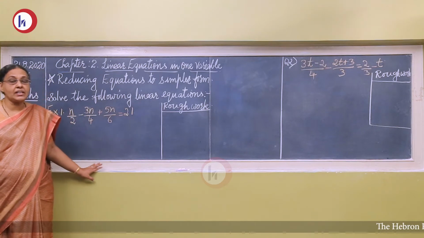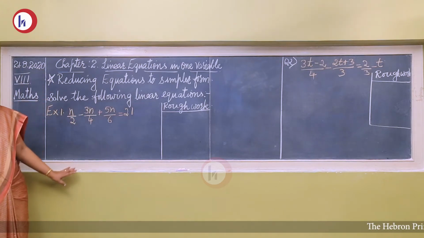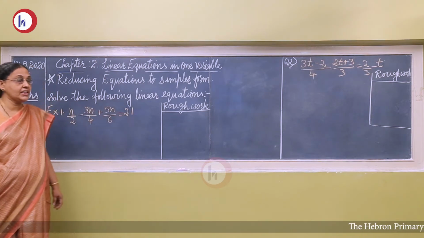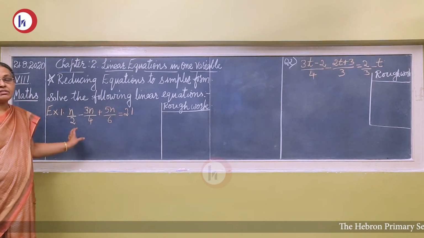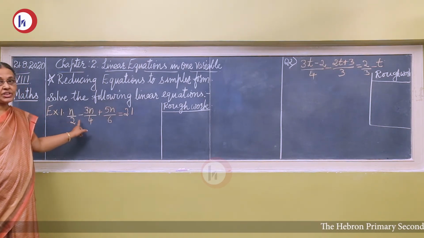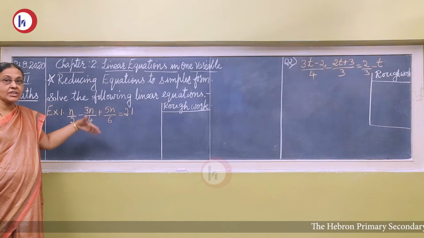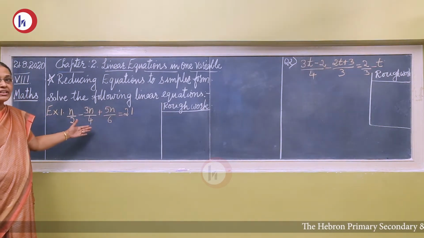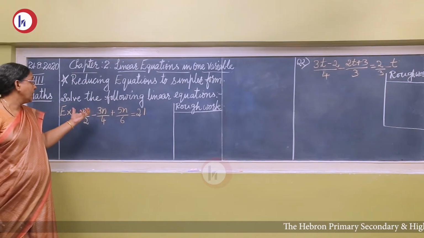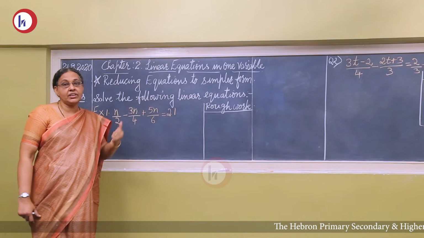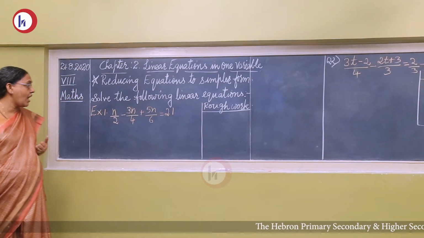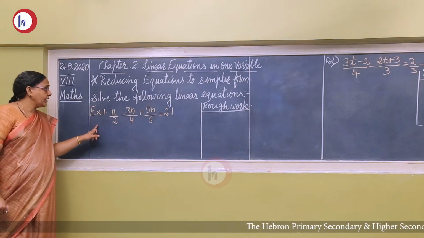In our previous class we learned how linear equations can be solved. Those were already given in linear form. But in this class we learn how to make a given equation into a simpler linear form. If it is not in linear form, we have to make it simpler. It can be done by multiplying with its LCM. So let us see how the following equation can be solved.